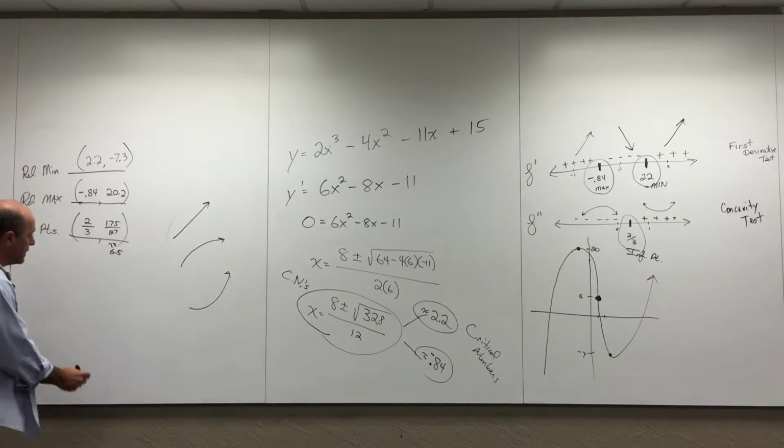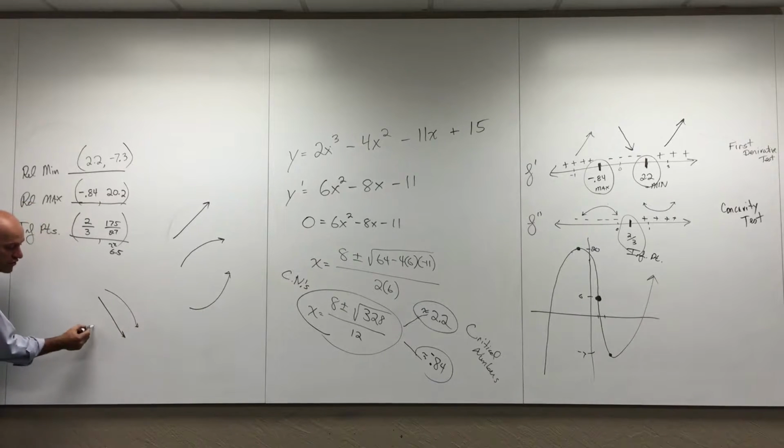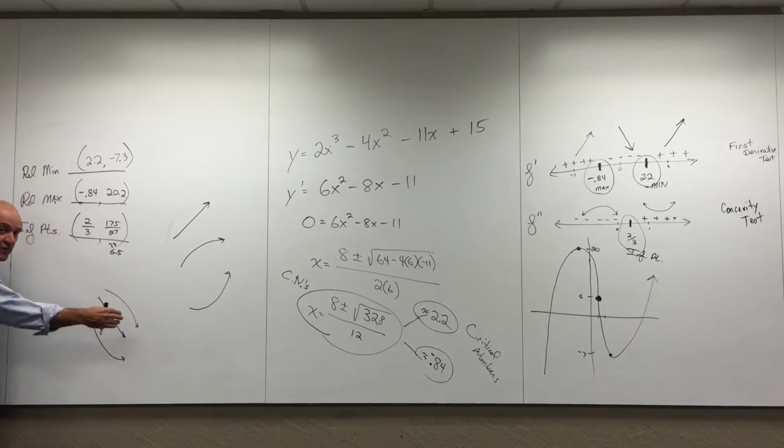And when you decrease, you can decrease linearly, but you can decrease concave down, or you can decrease concave up. These are all decreasing. Left to right, I'm decreasing. 3 different ways.